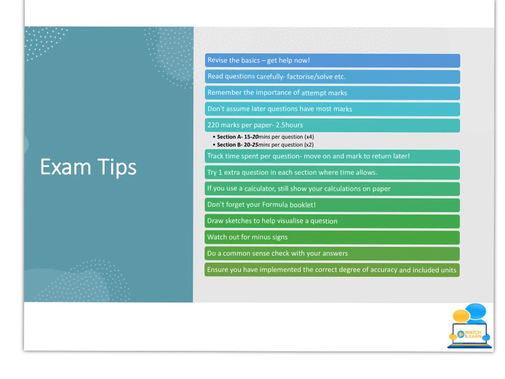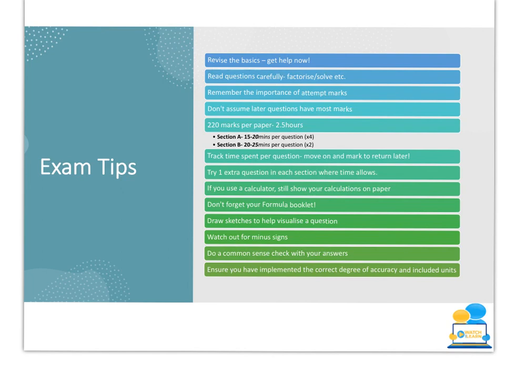Don't assume that later questions have most marks. So again, you guys won't know the mark scheme when you're in there. It all changes after you have completed the exam. So just because a question at the end is more difficult, that does not necessarily mean that it's going to be worth more marks. So just give every question your absolute all, and sometimes the very first question on the page could be worth the most amount of marks.